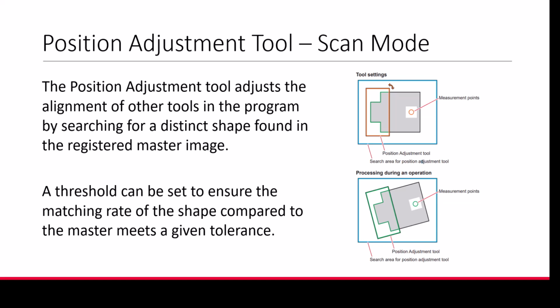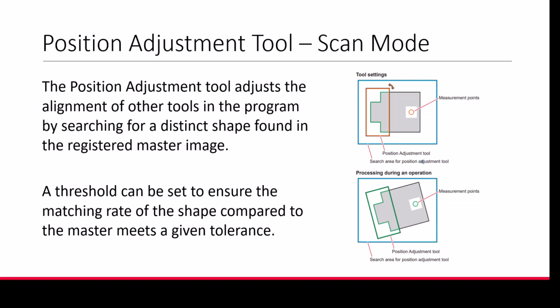Today we'll discuss how to set a position adjustment tool, when you should set one, and the best practices for using the tool. The position adjustment tool is unique compared to other tools available on the IX. It is used to adjust the position of other tools by searching for a shape specified in the registered master image. As seen in this example, if the identified shape rotates, the measurement point of another tool will shift along with the position adjustment tool.